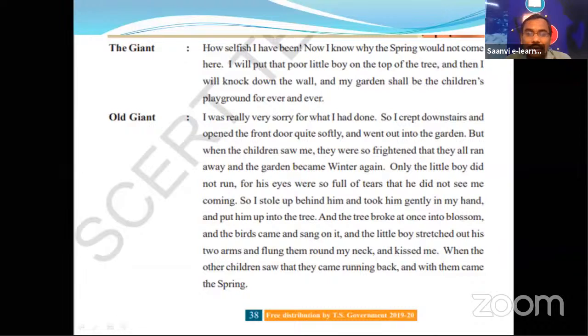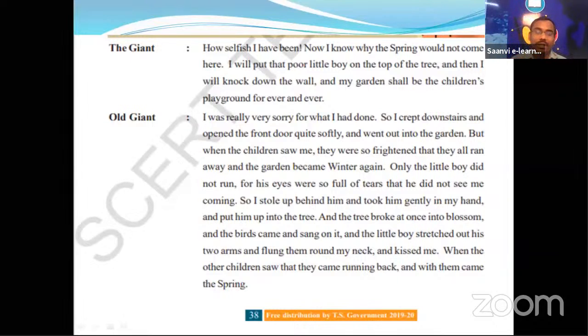Only the little boy did not run, for his eyes were so full of tears that he did not see me coming. So I stole up behind him and took him gently in my hand and put him up into the tree. And the tree broke at once into blossom, and the birds came and sang on it. And the little boy stretched out his two arms and flung them around my neck and kissed me. When the other children saw that, they came running back, and with them came the spring. So when the giant changed his character, a lot of changes happened in the garden.